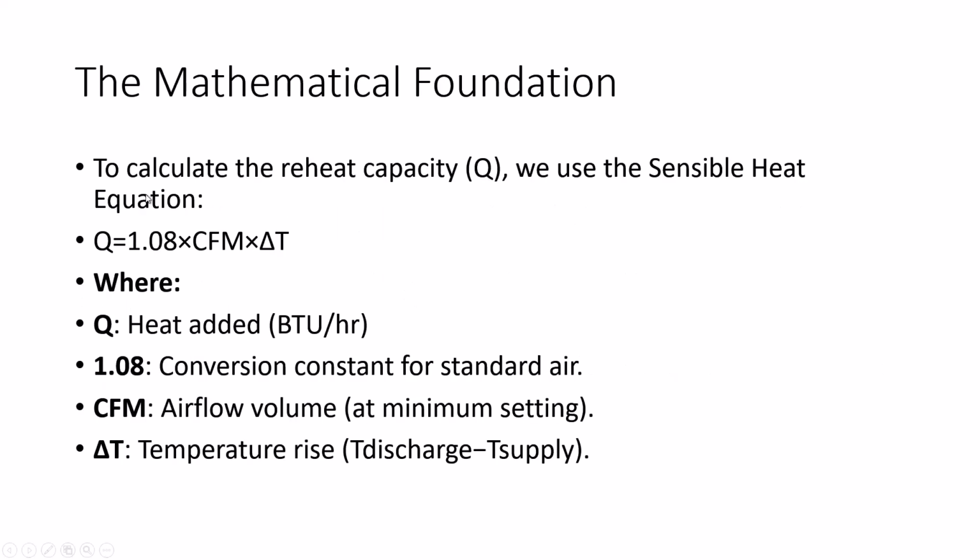Now we will go to the calculation. This is the simple equation: Q is equal to 1.08 times CFM times delta T. We need to calculate how much heat is required when a certain CFM passes through the reheat coil at a certain delta T. So this is the simple equation.